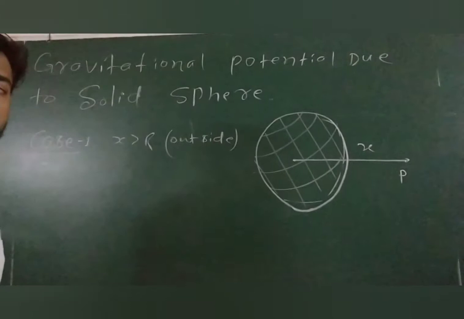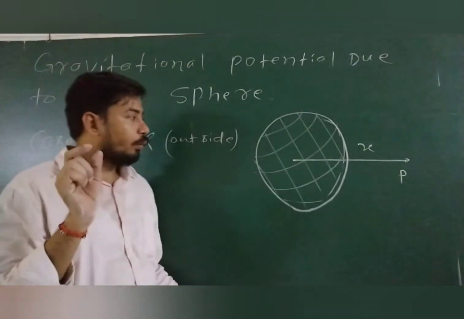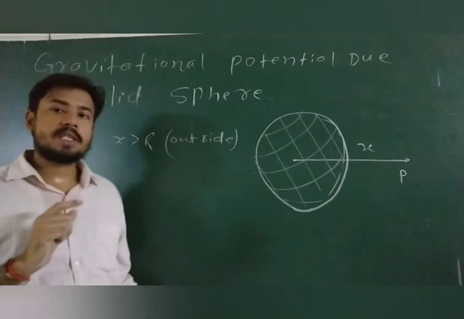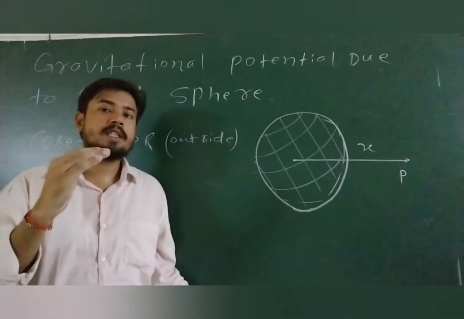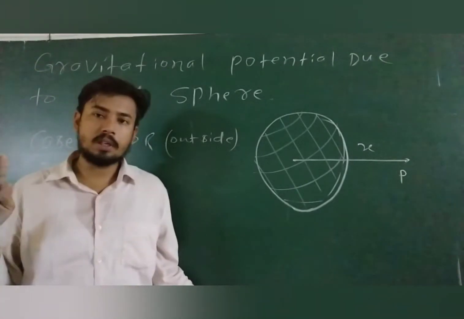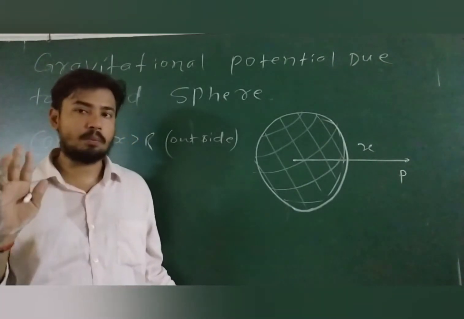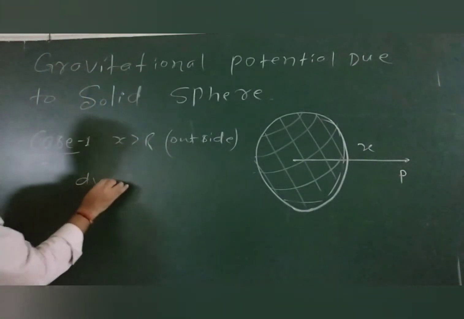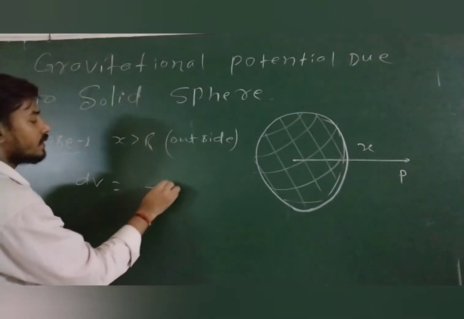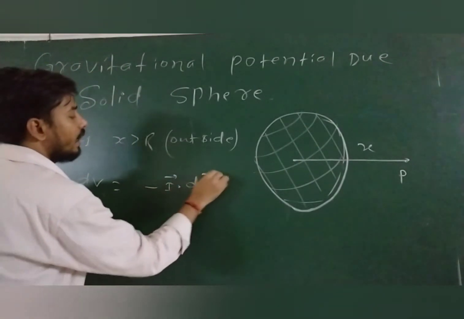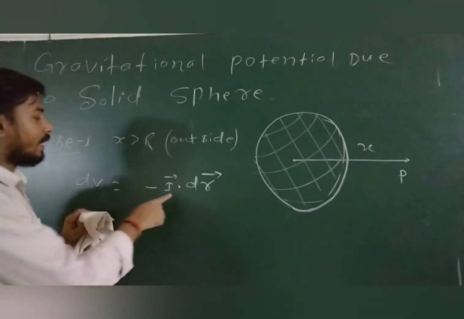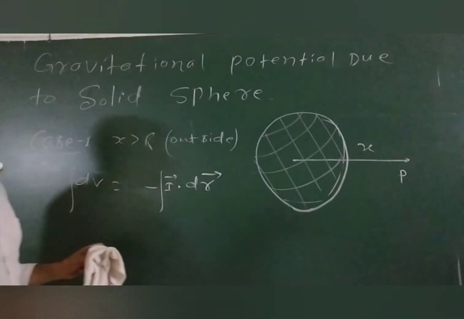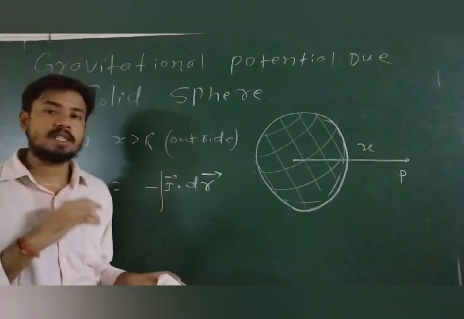To calculate gravitational potential we have two methods. First, work done by an external agent: work done by an external agent per unit mass from infinity to the required point is the gravitational potential. Another method: we know that delta V is equal to minus I dot dr. If we integrate this, from here also you can calculate gravitational potential.